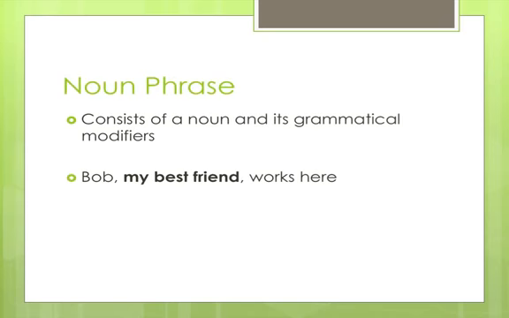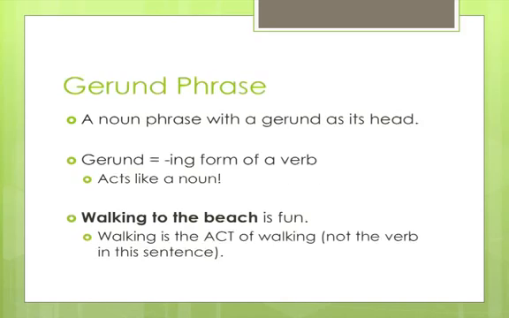Another important phrase for you to know is what we call a noun phrase, and this is going to consist of a noun and all of its modifiers. For example, Bob, my best friend, works here. The phrase is my best friend. That travels as a unit. And so at its core, it acts like a noun. It is describing Bob, not as an adjective, but as a group of words that are serving as a noun in this case.